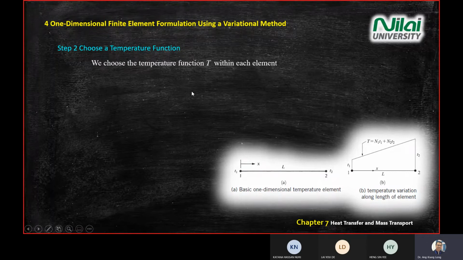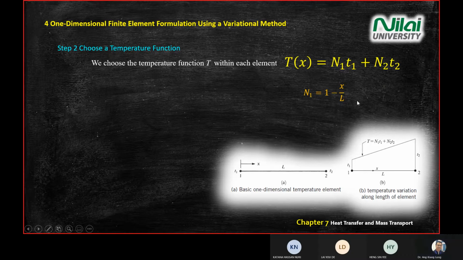There is a function for each element. Later we apply these 6 steps in the tutorial question. For example, in this case you have a temperature function of N1 T1 plus N2 T2. This is the temperature equation, with the shape functions that you learned in chapter 3 and chapter 4: N1 equal to 1 minus x divided by L, and N2 is x divided by L.